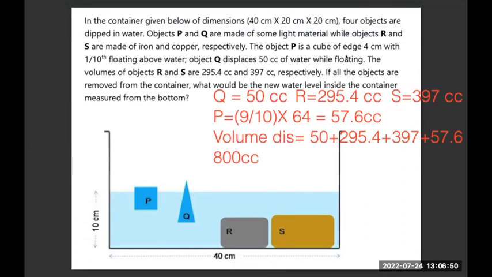Yeah. How did we find P? Can you repeat that? I did not understand that. Kya? The 800? No. 57.6 हमने कैसे ढूंढा? Acha, that. So object P, which is a cube of 4 centimeter edge, is 1/10 floating above the water, which means 9/10 is below the water. If 9/10 is below the water, which means it will be contributing, P का total volume का only 9/10 is helping in displacing the water. Yeah, so got it. In order to find that volume, we say 9/10 of 64, which is the total volume of the cube. Yeah, got it.